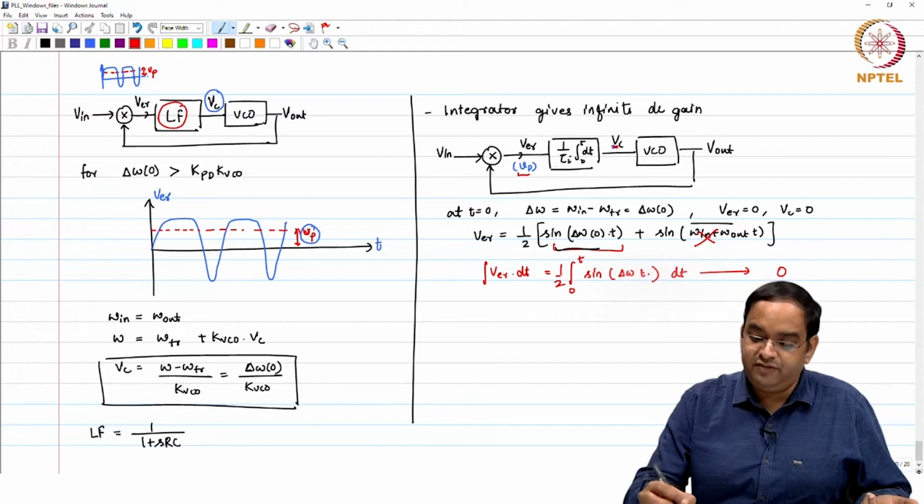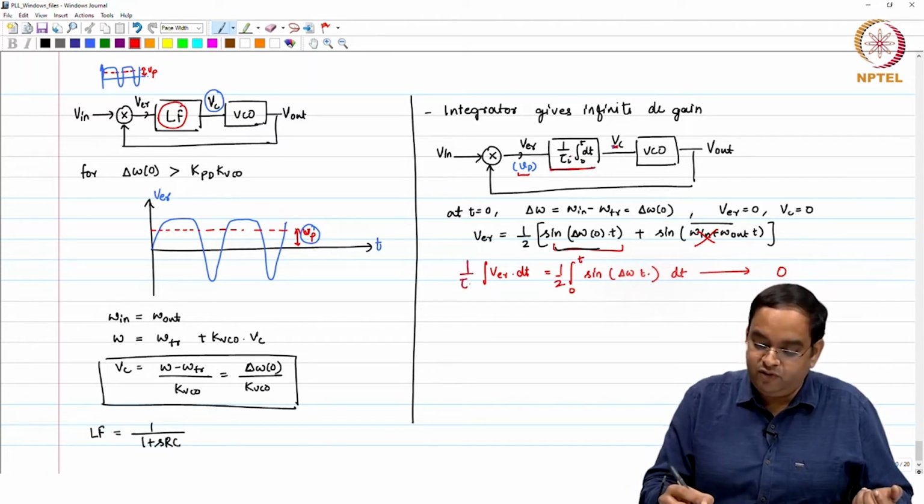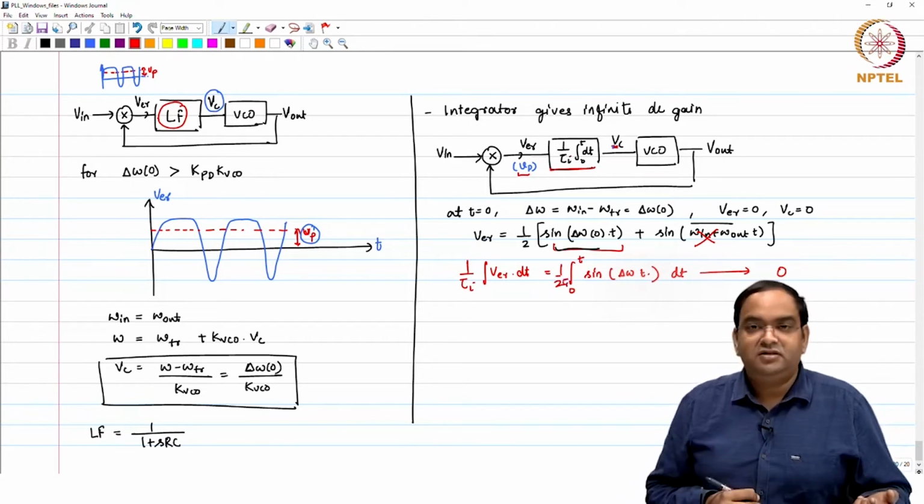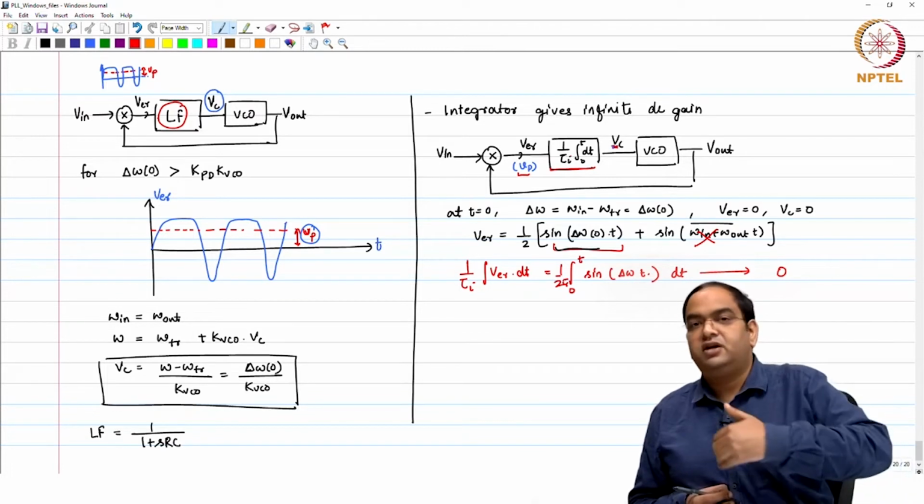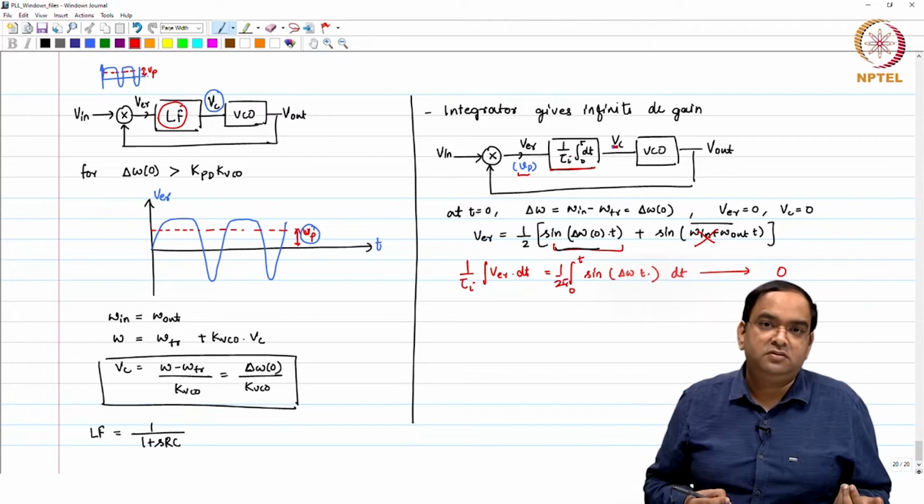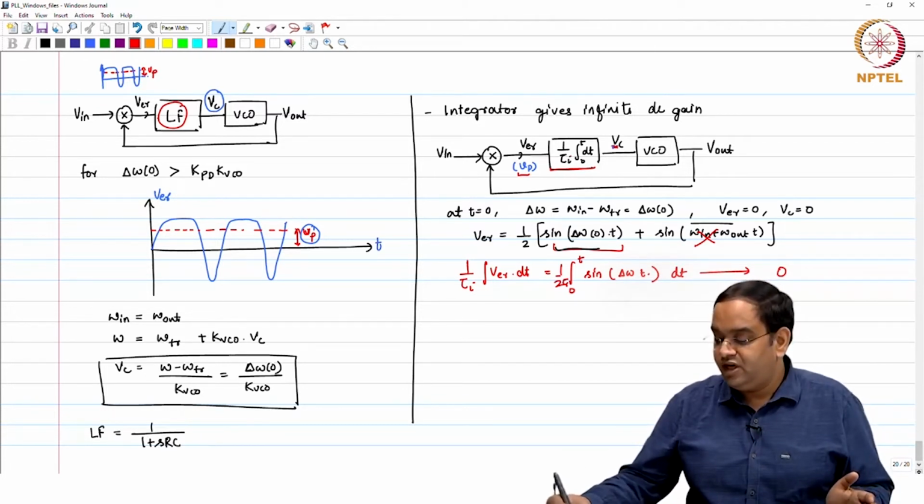So, the average, when you integrate using this 1 over tau I, if you want, I can write this 2 tau I, and this value goes to 0. So, V control does not develop any DC voltage. So, the PLL still does not lock. Okay. So, what do we need to do?